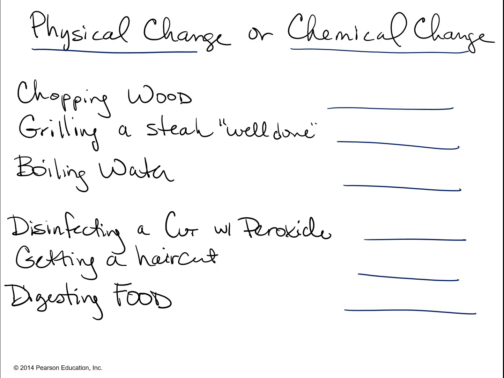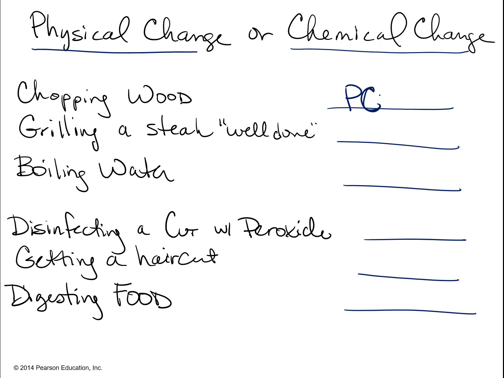For example, a physical change or a chemical change. So what would chopping wood be? Physical, right? Because in theory, you should be able to put it back. I mean, it might require a little bit of work, but physical change. Grilling a steak, getting it well done.